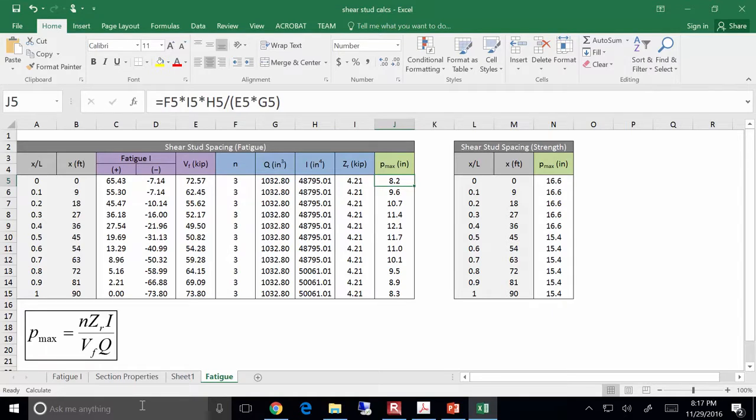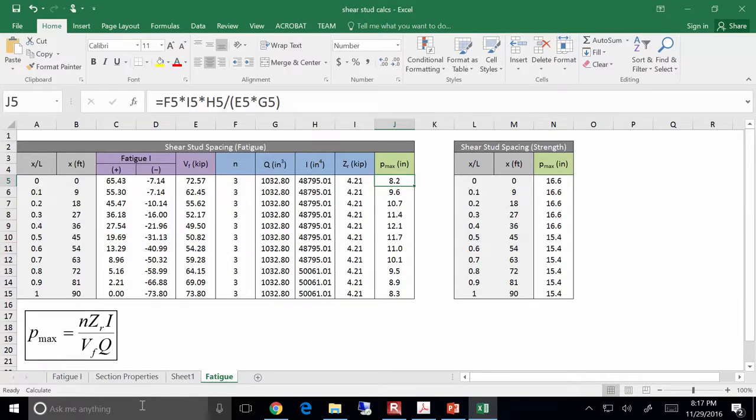So you notice what's happening around the supports. Around the supports, I get a required fatigue spacing of like 8 inches. But out in the main body of the span, it comes out to be like 10 inches or 12 inches. It's because in the main body of the span, the shears are lower, so you don't need as many studs. Make sense? Everybody okay with that?